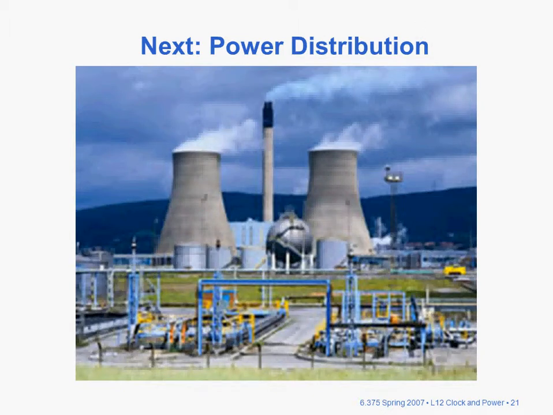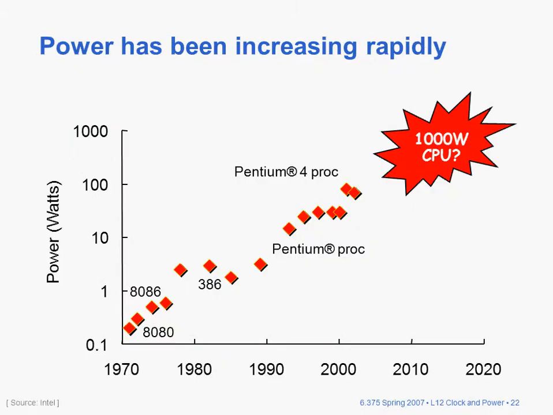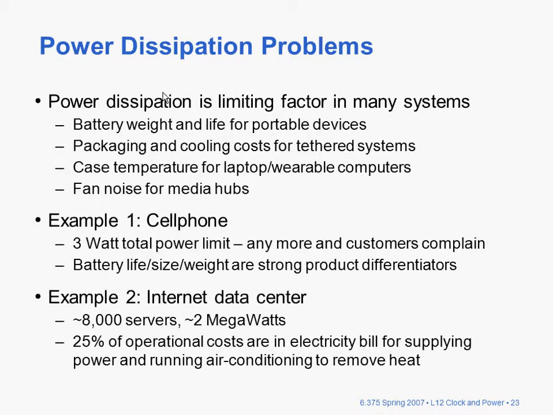This next section briefly touches on power dissipation on a chip. This picture basically shows that the power consumed by a chip has been increasing over the years, and this is exponential because this is a logarithmic scale and this is linear. The idea here is that it's kind of unheard of to think of a 1000-watt CPU. So power dissipation certainly can be a limiting factor in many systems.